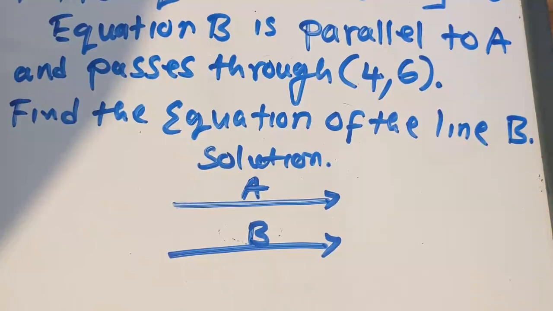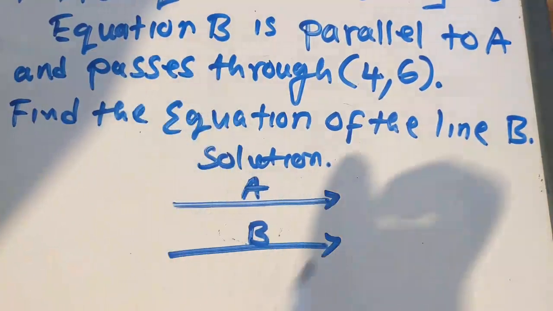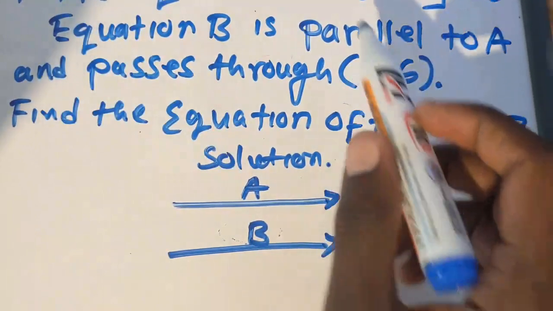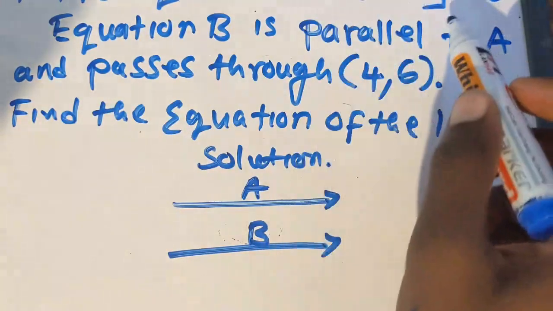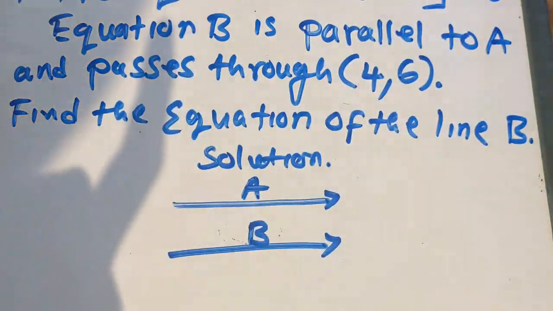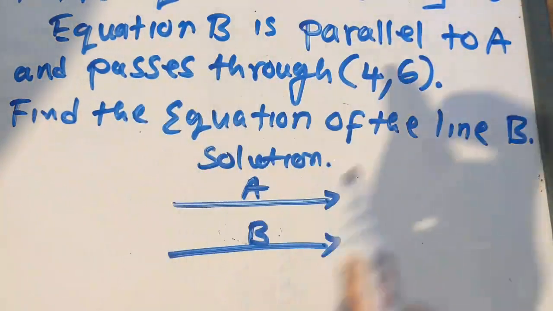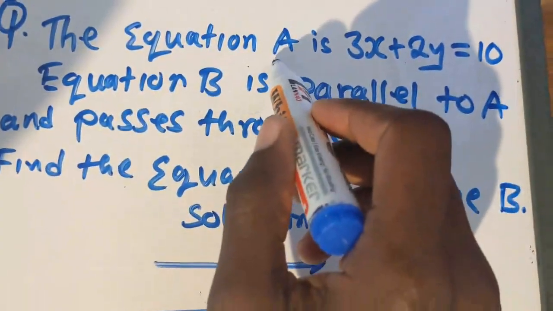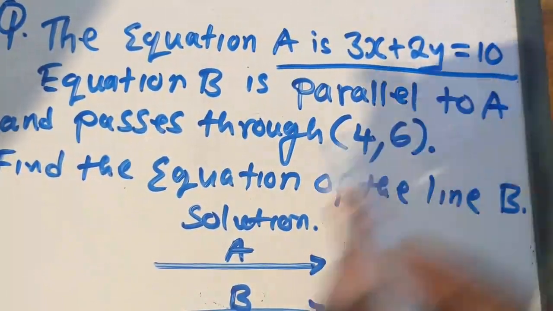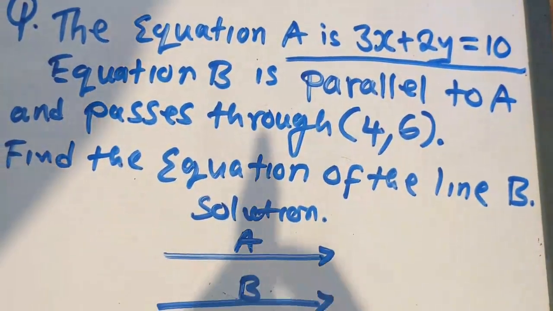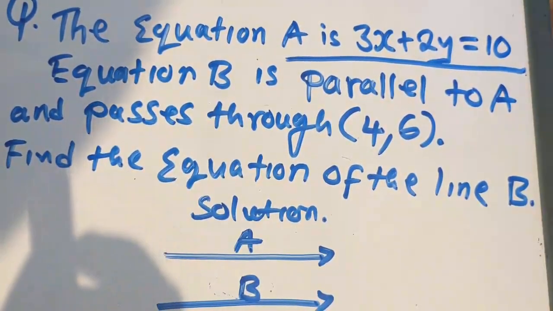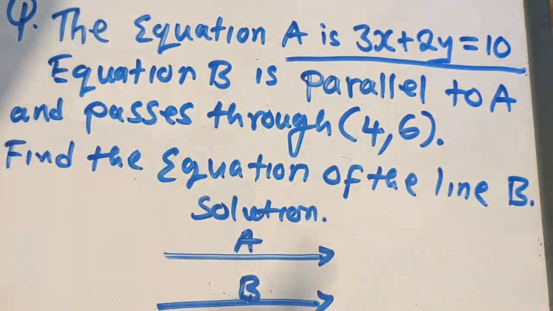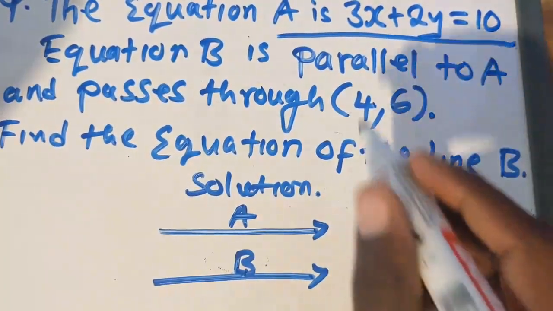They're asking you to find the equation of B when you are given a point. These points are for B, and this is the equation of the line A. So what you are supposed to do is to find the gradient of the equation of the line A. When you have that gradient, it is the same as the gradient of B. So how do you find the gradient when you're given that equation?